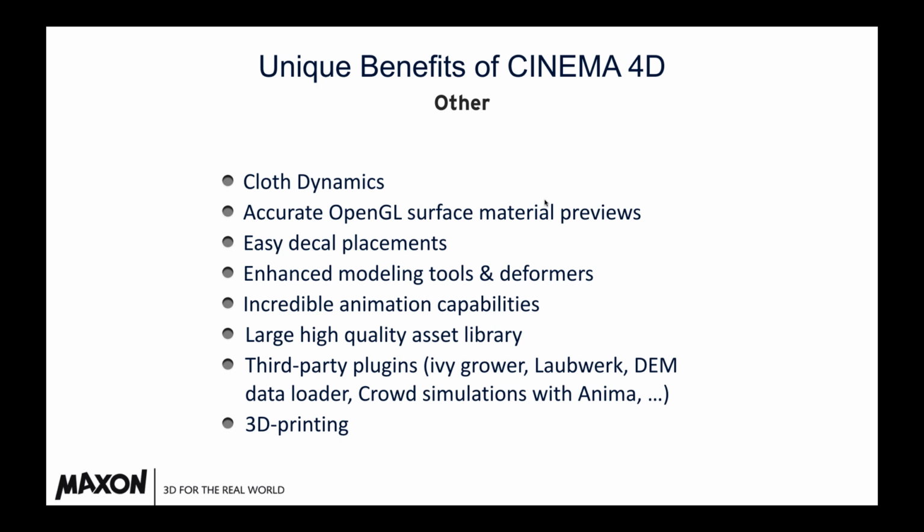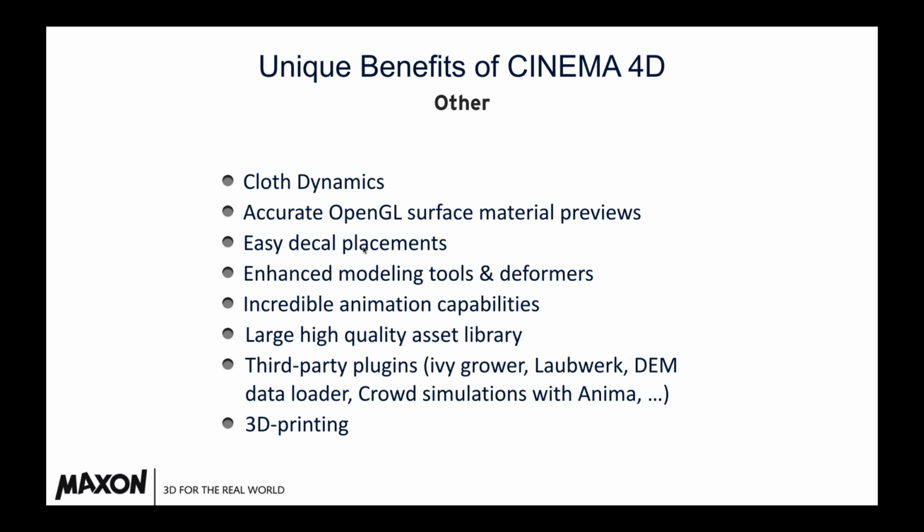We have accurate OpenGL surface material previews. It's a mouthful, but basically that means that in the editor, so the working environment of your application, the materials that you apply to your model actually look realistic in the editor of Cinema 4D. So when you are rendering, it actually looks very similar to what you see in the editor, so there's no guesswork as to whether your brick texture was placed correctly or if your procedural texture was placed correctly. You will see that directly in Cinema 4D itself.